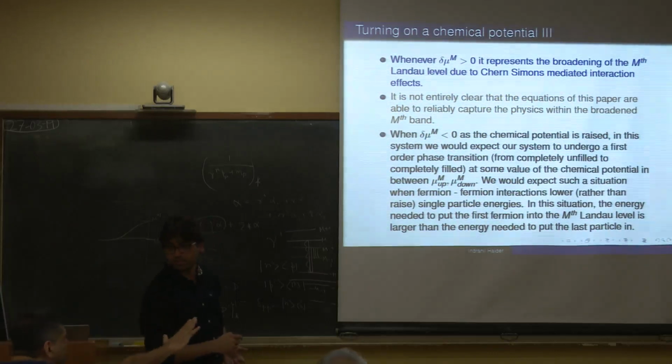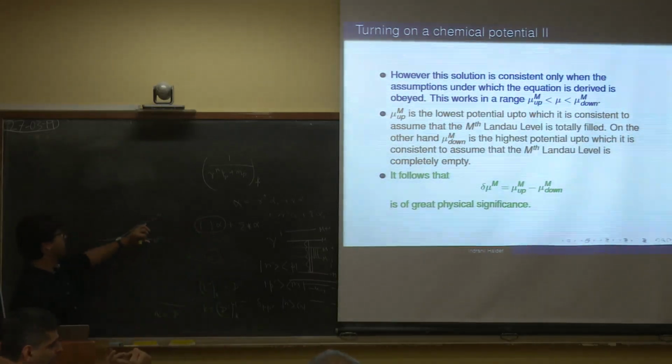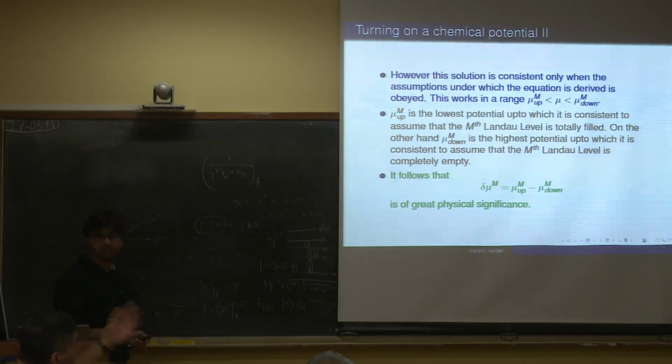Maybe you should just say that mathematically once, just to make it totally clear. That mu up is the lowest chemical potential for which it's consistent to assume the mth band is totally filled, that the mth band is filled and the m plus 1 is not. And mu down is the highest chemical potential for which it's consistent to assume that the m minus 1th band is filled and the mth band is not. Yes. And because we have different gap equations depending on whether you're here or here, these two mu's are not the same. So because they're not the same, you get a gap.